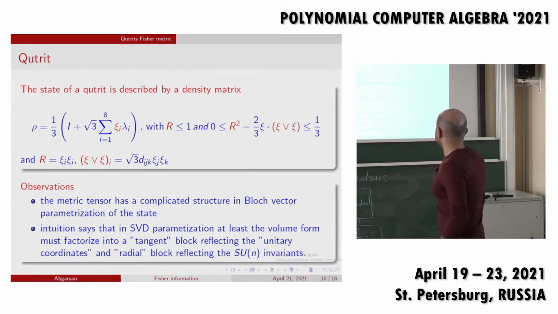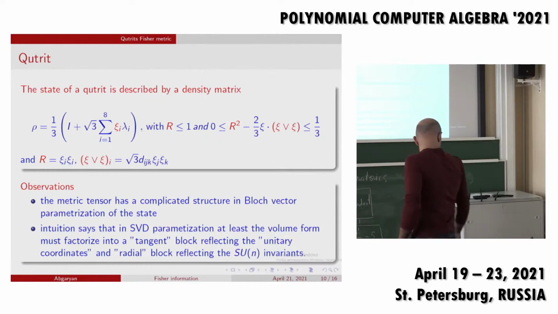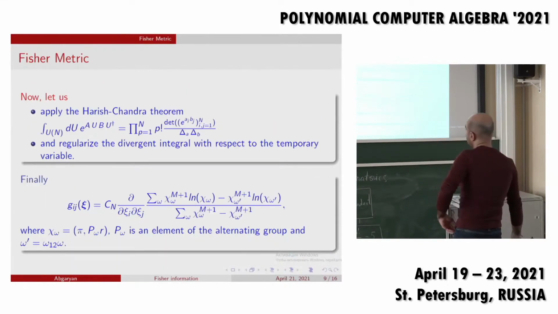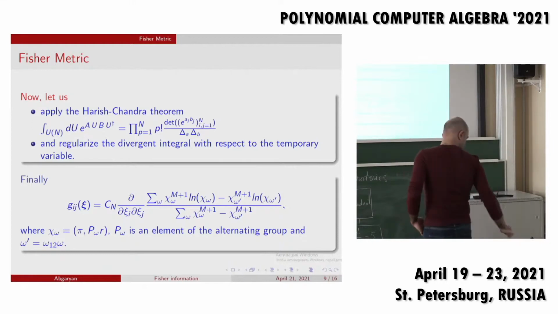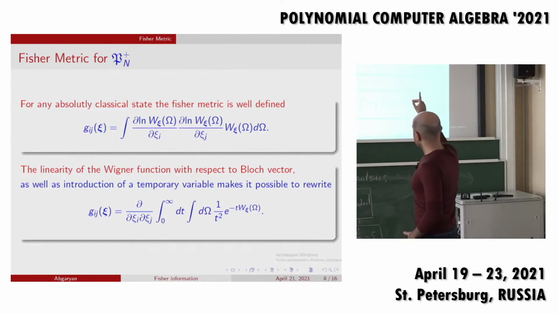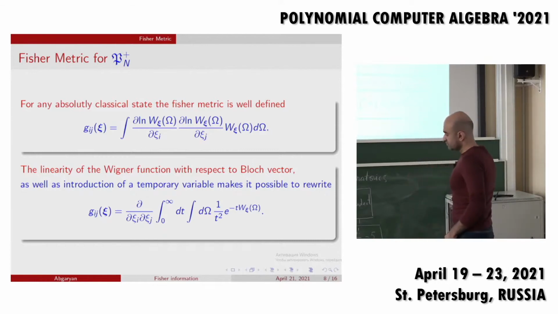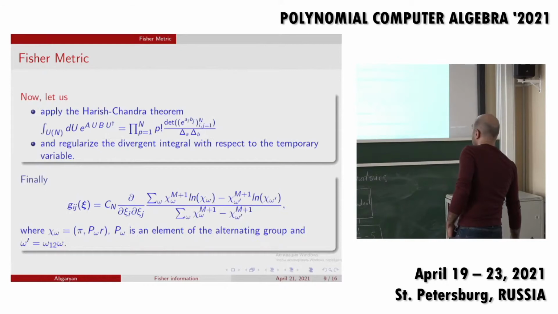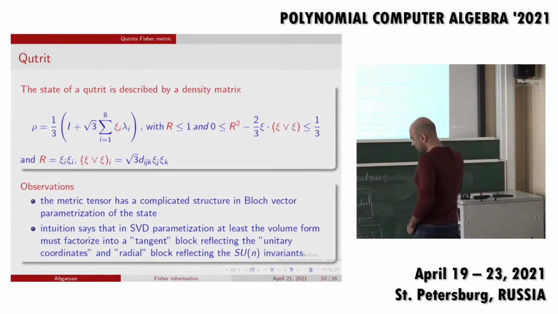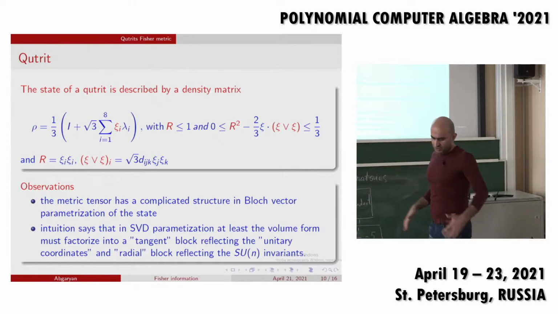So let's make some observations. Even though the block vector parametrization allowed us to come to the final answer in this form, because it was crucial that the Wigner function is linear with respect to the block vector parametrization of the state space, it is impossible to calculate even the determinant. On the other hand, let's say you want to calculate the volume element. How to do it?